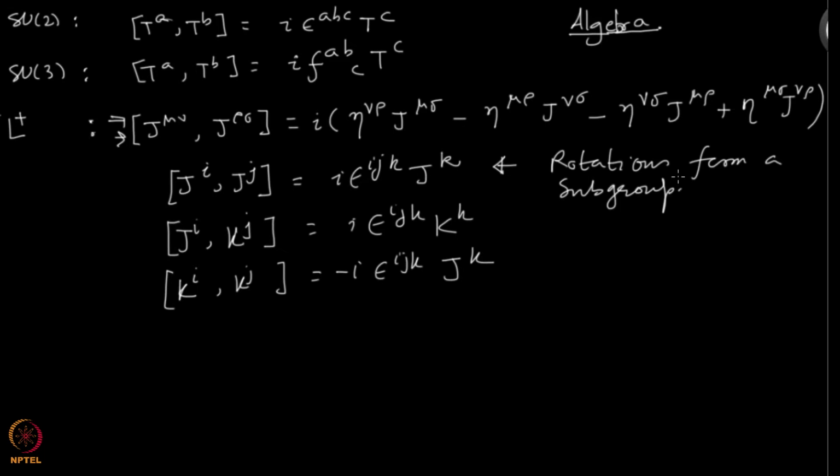Okay. And these commutation relations... I mean, the mathematical structure which is behind these commutation relations is what is called an algebra. We will not go into giving the definitions of algebra, but for us it will suffice to say that these form the algebra of the Lorentz group or SU2 group or SU3 group.